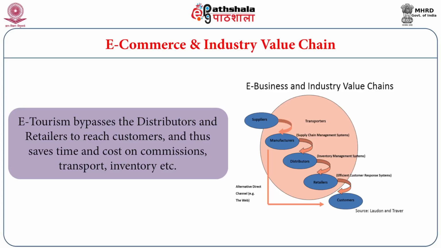So many intermediaries are involved here who take commission, and also they maintain inventory, which means it costs more for the product when it reaches the end consumer. So when you apply information and communication technology, that means when you have e-tourism, it bypasses all the intermediaries and takes the goods and services directly to the consumer from the manufacturer. Which means you save a lot of commission charges and other operating charges which were earlier consumed by the intermediaries such as travel agencies and tour operators.